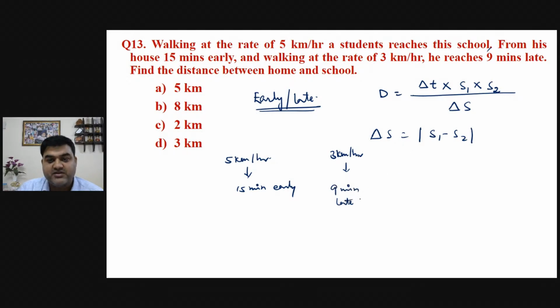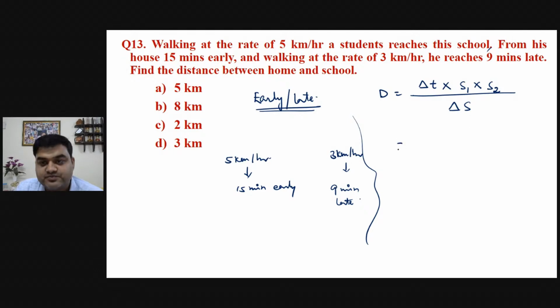The distance will be equal to, let's see this formula. Using this formula, what is the difference between the times? Here 15 minutes early, here 9 minutes late. So the difference, delta t, is equal to 15 plus 9, right?